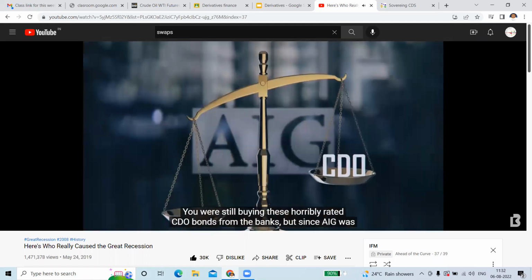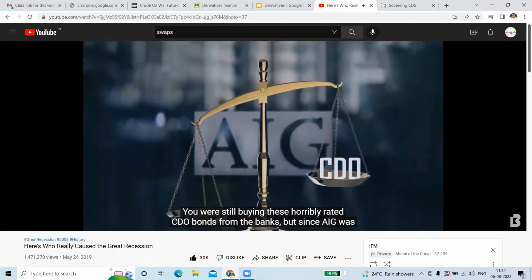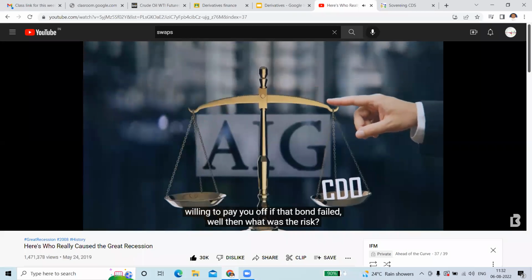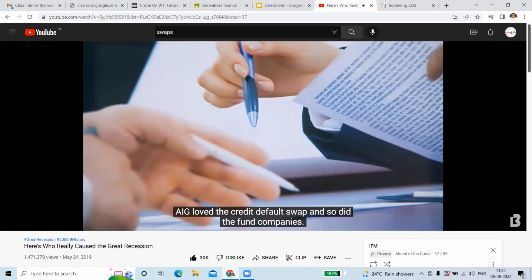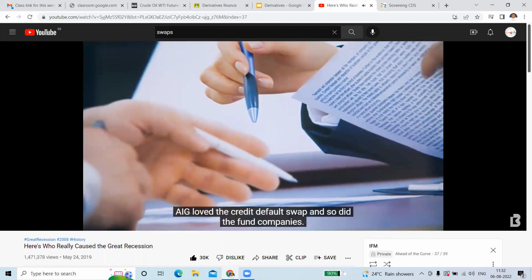You were still buying these horribly rated CDO bonds from the banks, but since AIG was willing to pay you off if the bond failed, well then what was the risk? AIG loved the credit default swap and so did the fund companies.